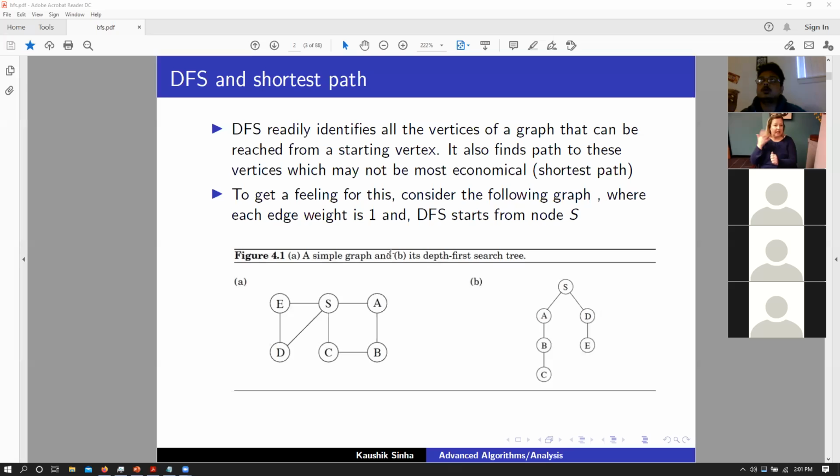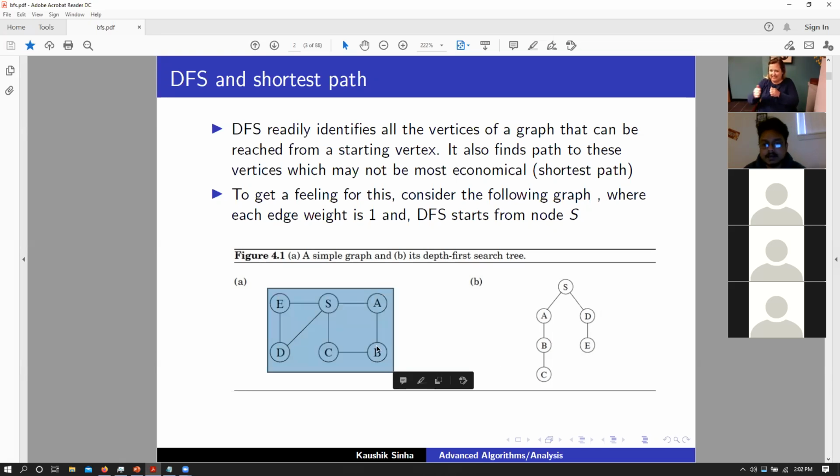Mainly, we would like to design an algorithm that not only explores a particular graph, but also finds the shortest distance from a particular node to another particular node. What I mean when I say finding the shortest distance: if you consider this particular graph here, and let's say that we apply DFS to this graph.